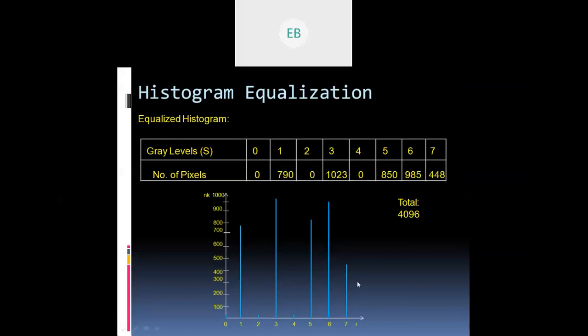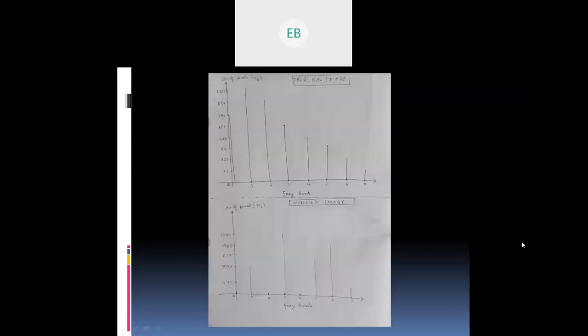The graph was in this manner for the input, now the graph will be in this manner. Why are we performing this? Because we want an equalized histogram, that is, we want to distribute the intensity values in a uniform, equalized manner. Okay, and the total remains 4096, only that it has shifted accordingly.